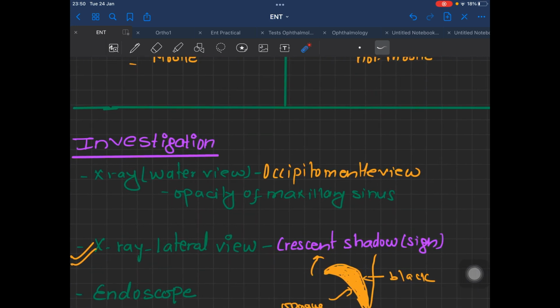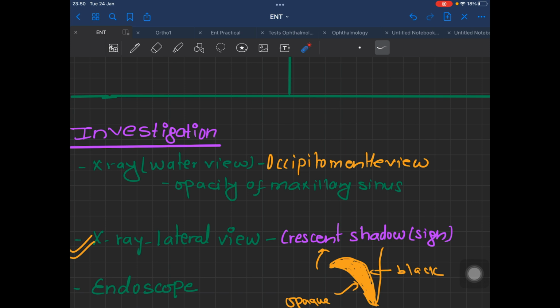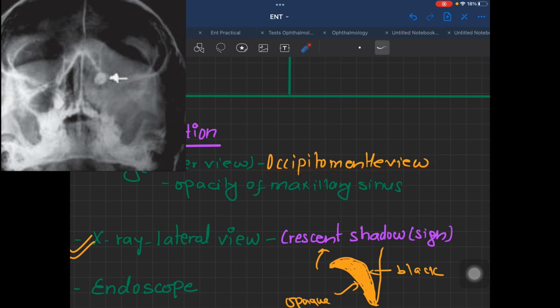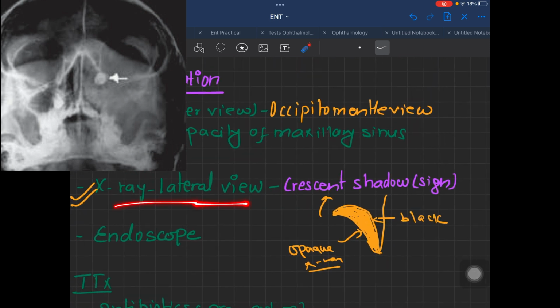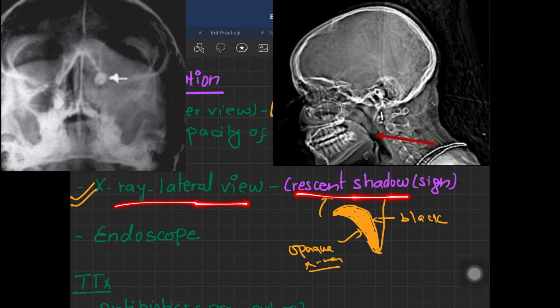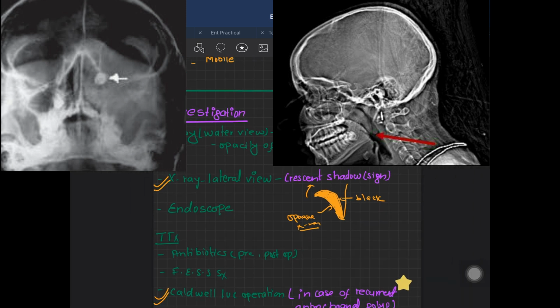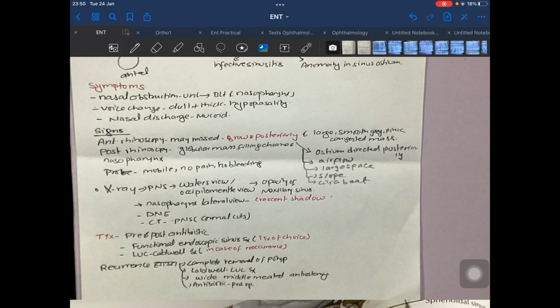So investigations: one is X-ray, that is the water view, also called the occipitomental view. In this X-ray we can see opacity of the maxillary sinus. In X-ray lateral view, the crescent shadow sign is seen, and we can also do endoscopy, that is diagnostic nasal endoscopy, and CT scan of the PNS, paranasal sinuses, in coronal cuts.